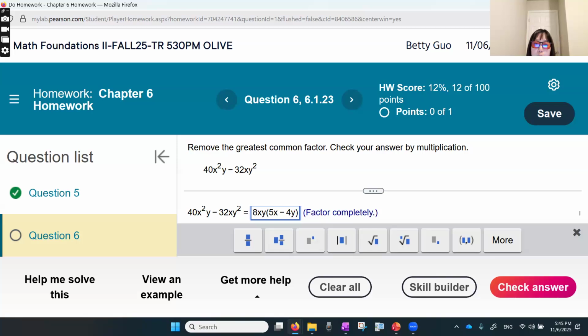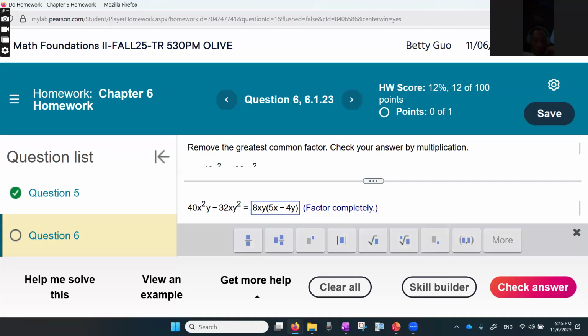Again, you should double check by reversing. Distribute 8xy times 5x, 8 times 5, 40. X times x, x squared, y. Negative 4 times 8, negative 32. X, y squared. That means it's correct, right? Yeah, reverse by applying the distributive property. If you go back to the original polynomial, it means your factorization is correct. Inside the parentheses, 5x minus 4y is prime. There's nothing we can do to continue. So that's it.